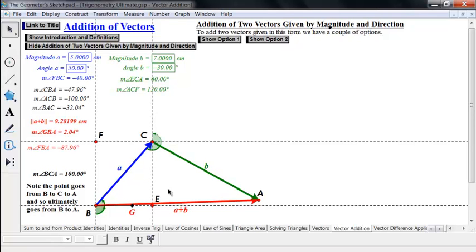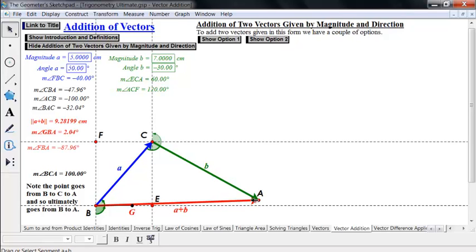Then from there, where it ends at point C, again draw another horizontal, and then measure an angle of negative 30 degrees, and go out a length of 7. Again, you could do that with a protractor and a ruler. And then the resulting vector is this red vector here.